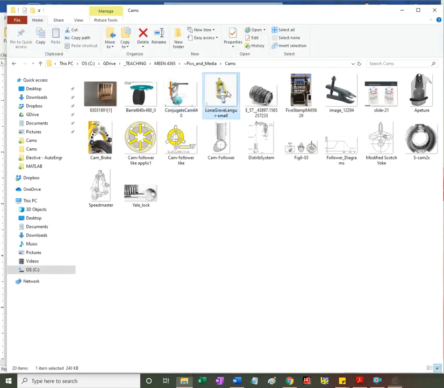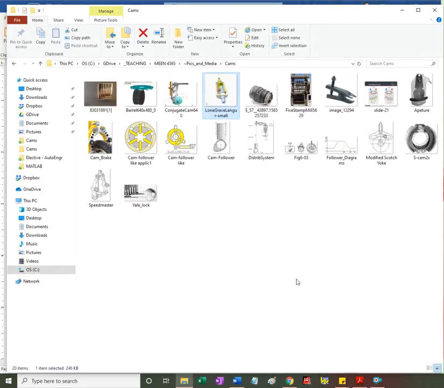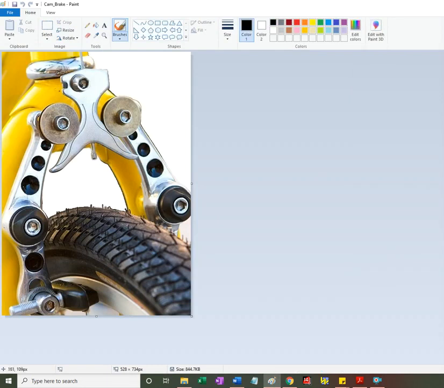Okay, another animated GIF showing a cylindrical cam. You may think the ball pen retractor mechanism is of this type, although it does not produce continuous motion. So again, cams have other applications than just the engine valve mechanism.